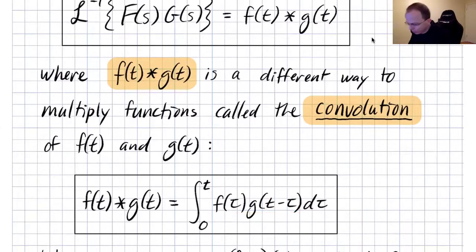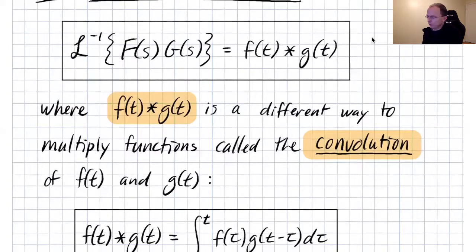So this is called the convolution of f and g. It shows up in a number of different places with respect to other transforms, like the Fourier transform as well, so there's a version of this theorem for the Fourier transform. But this is the idea. When we're multiplying in the Laplace domain, that corresponds to multiplying in the time domain, but we multiply using the convolution.